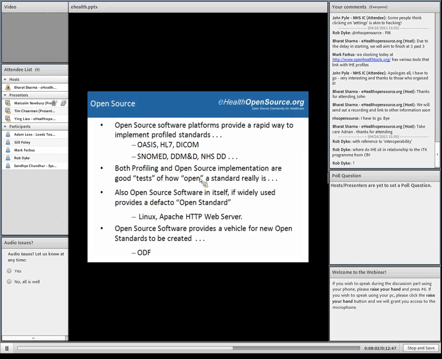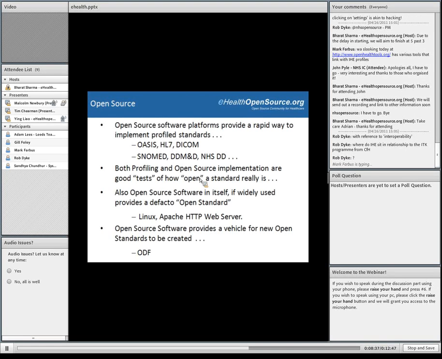So, relevance to open source, I think that's really why I started this presentation. Basically, open source software platforms provide a rapid way to implement open standards. So you'll find that in many of the open source software platforms out there, particularly the ones focused on medicine, they will be implementing varieties of HL7, DICOM, OASIS, SNOMED, even the drug dictionary, I think, is available in some kind of open source platform.